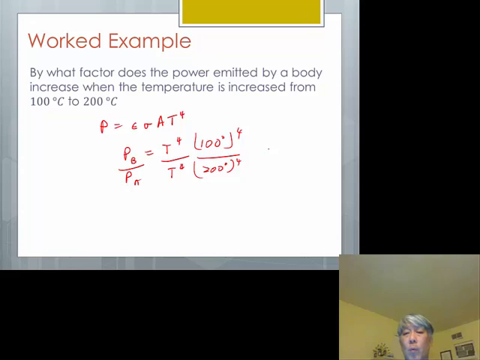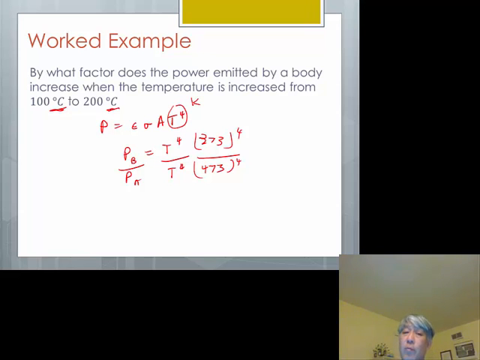And if you get 1/2 to the fourth, you're wrong, because this is in Celsius. This, however, is in Kelvin. So we need to make that conversion. The 100 is no good. It has to be 373 and 473 to the fourth.